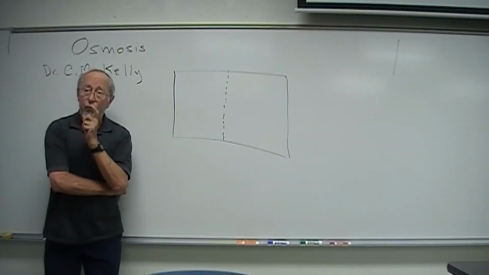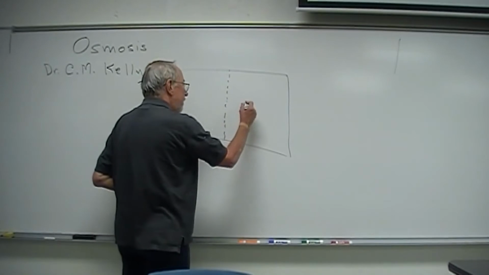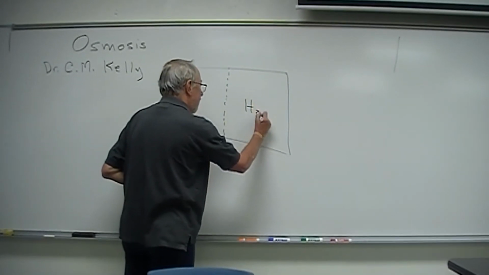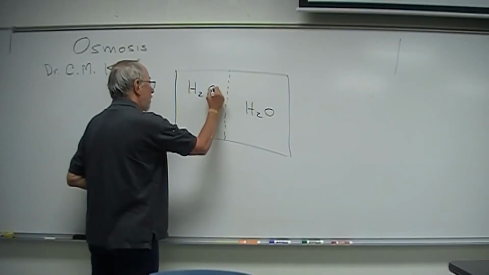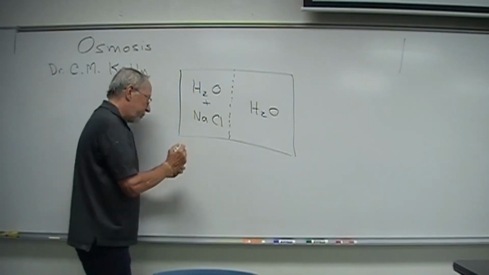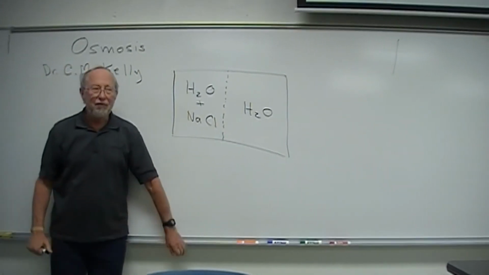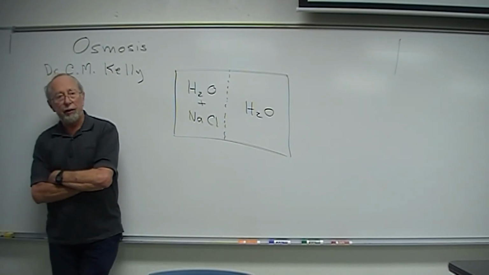What we're going to have you do, however, is an experiment that looks sort of like this. On one side, we're going to put pure water. And on the other side, we're going to put water plus a salt. The simplest salt that everybody knows about is NaCl, sodium chloride. And that's what you're going to be testing in this experiment.